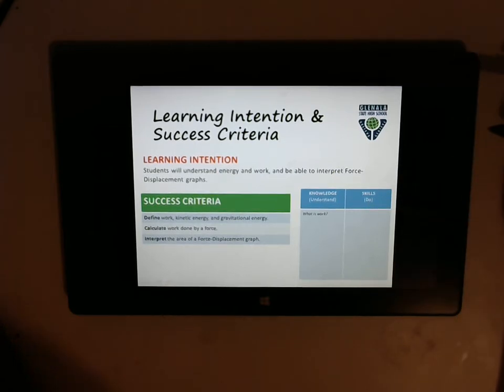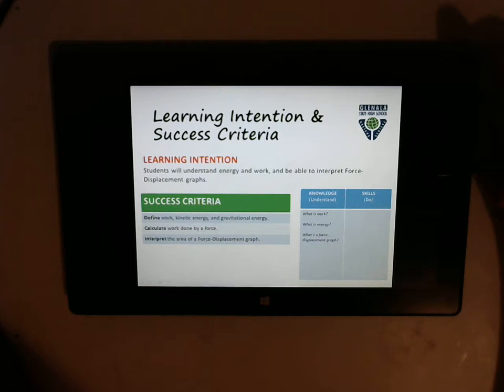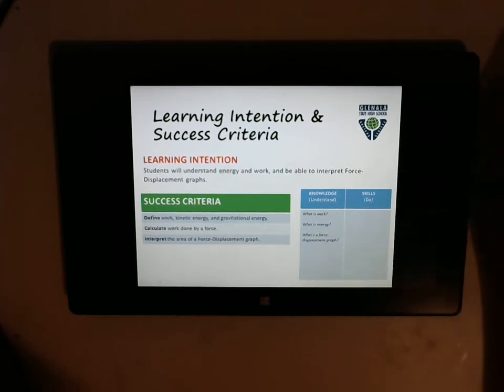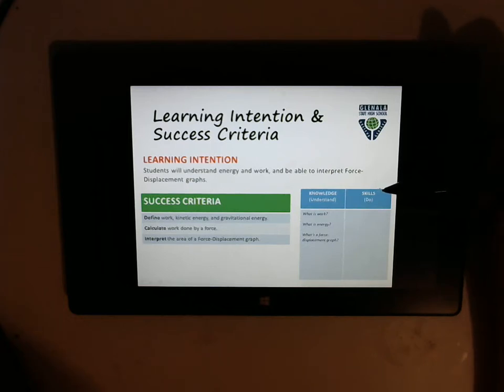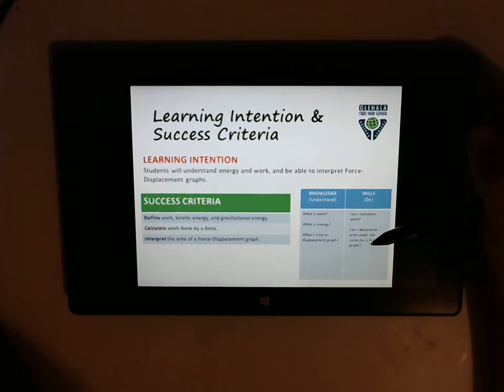So some of the things, well, we should know what is work, we should know what is energy, and finally, what is a force displacement graph? These other things, kinetic energy and gravitational energy, we did cover that in grade 8, so hopefully you can remember some of those things. Skills, can you calculate work? And finally, can you determine the area under the curve for a force displacement graph?